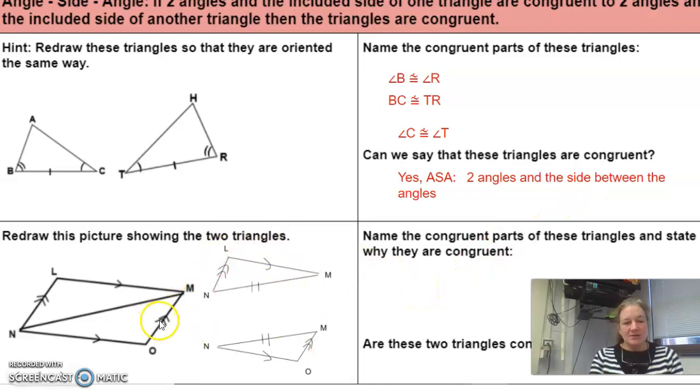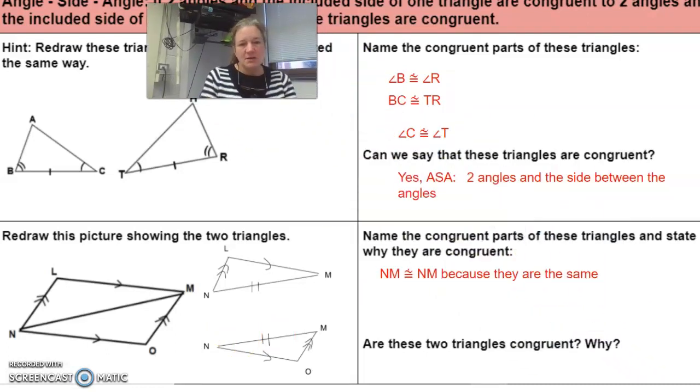So now let's look down here. I'm going to redraw my triangles and pull them apart. Even though I'm not told anything, I can mark NM as congruent to MN because it's the same side. That's called the reflexive property. If I pull it apart, NM is the same as MN, right? They're the same thing. I'm going to move this up to here.